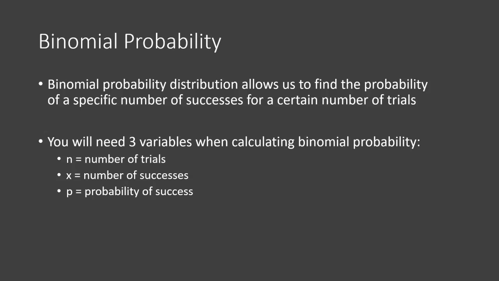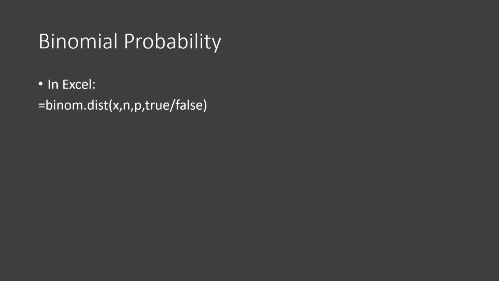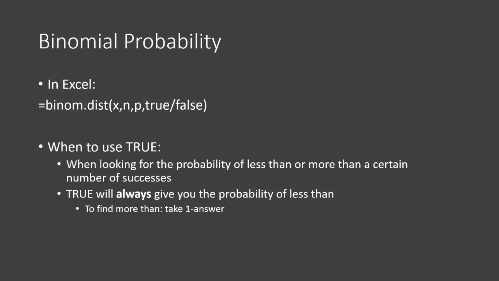If we have each of those 3 variables, we can just toss it into an Excel function. So equals binom.dist, and then it's going to ask for 4 pieces. It's going to ask for your X, your N, your P, and then whether it's true or false. And true or false comes from whether you want cumulative or not. And that's going to depend on what you want to find.